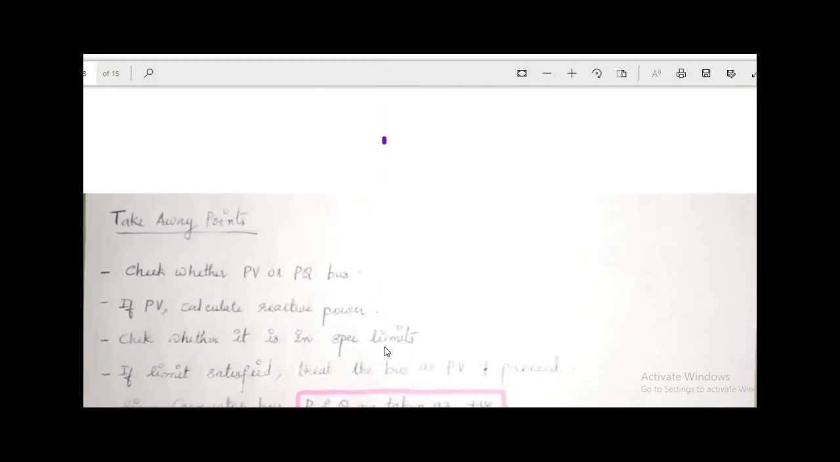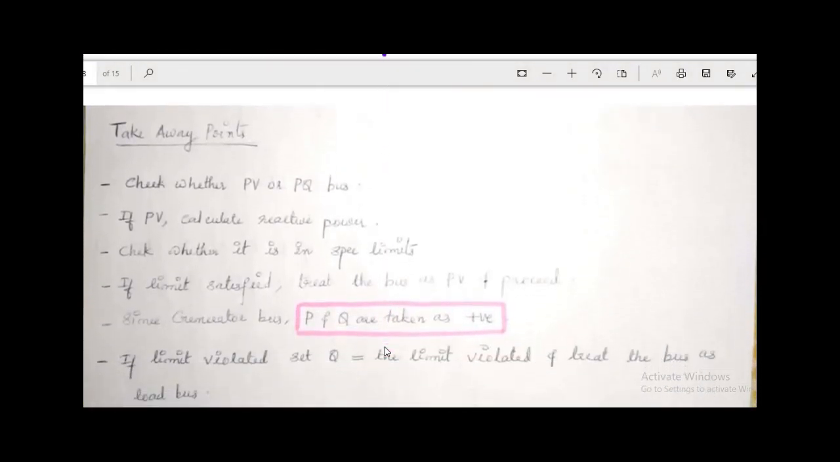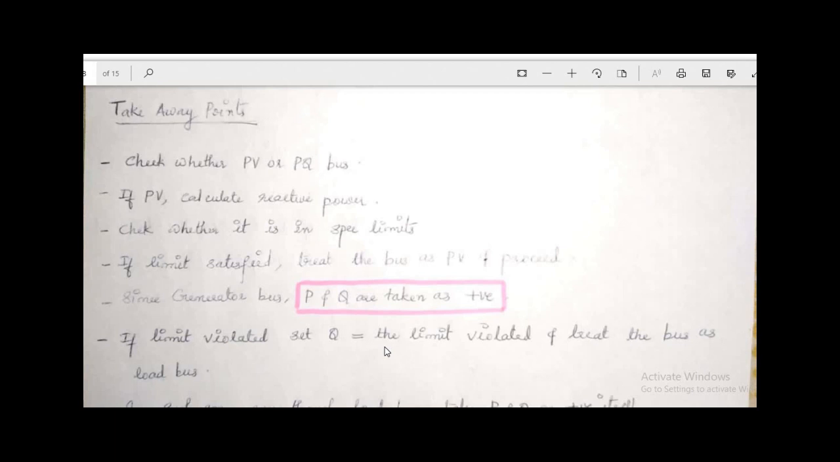Hope this much is clear to you. Now, these are some takeaway points. First, we need to check whether the given bus is a PV bus, that is a generator bus, or a PQ bus, that is a load bus. Now, if it is a PV bus, you need to calculate the reactive power, and check whether the reactive power is between the specified limits.